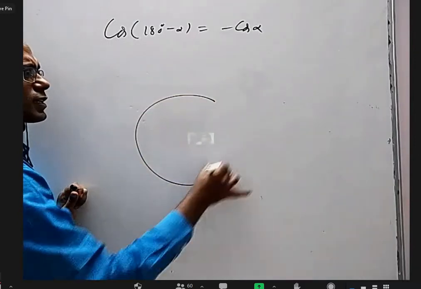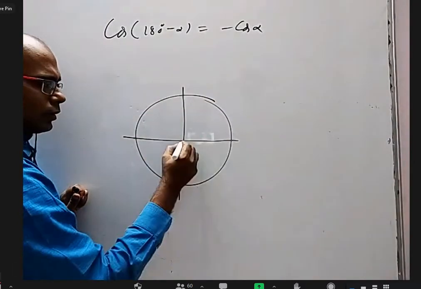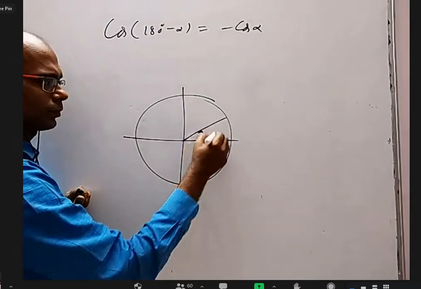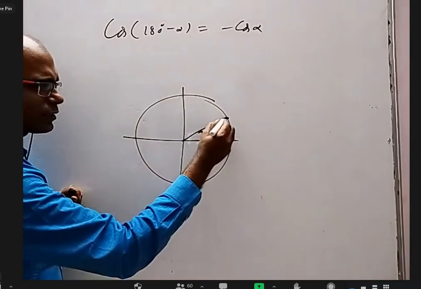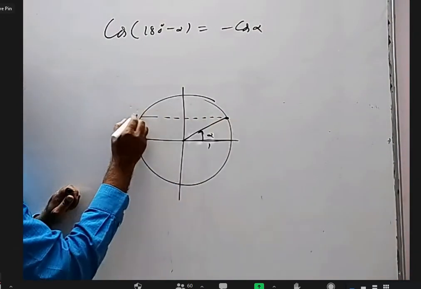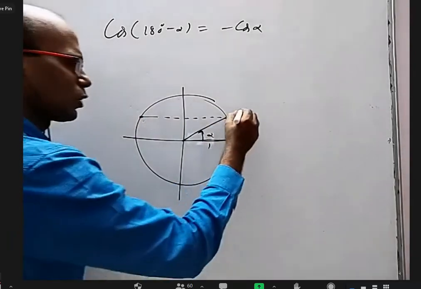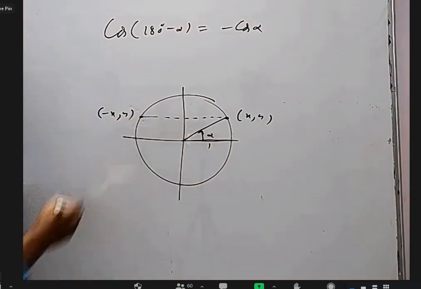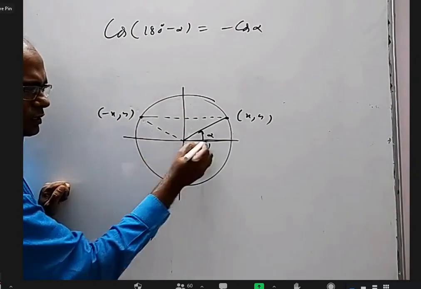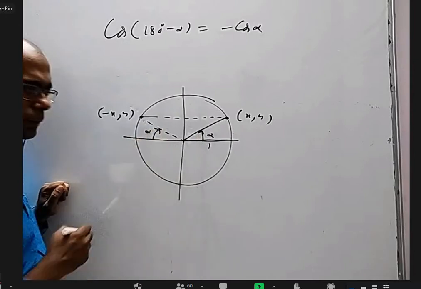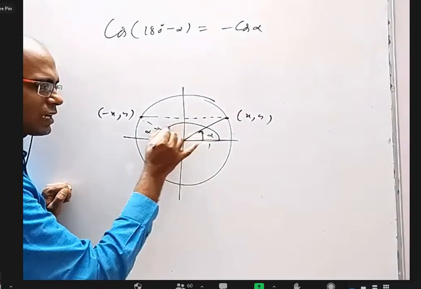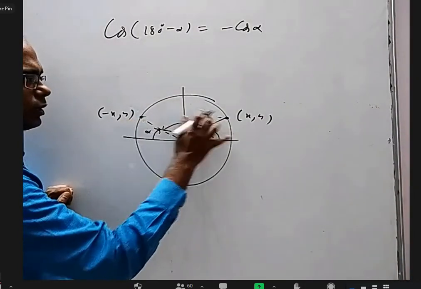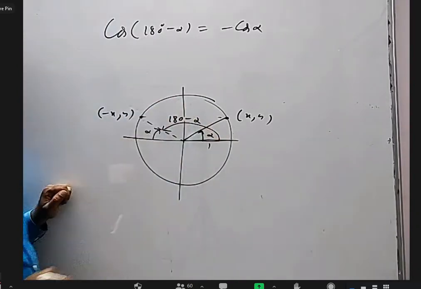Let us take our unit circle. This is one unit. I will take this angle as alpha. I will take the mirror image of this point with respect to the y-axis. I think everybody knows if this point is x comma y, this point will be minus x comma y. If I join this, if this angle is alpha, this is also alpha, right? What is this angle? 180 minus alpha, correct?